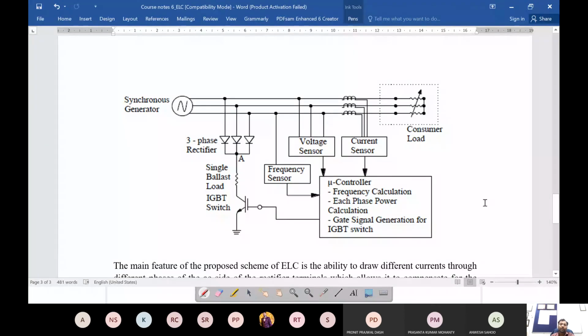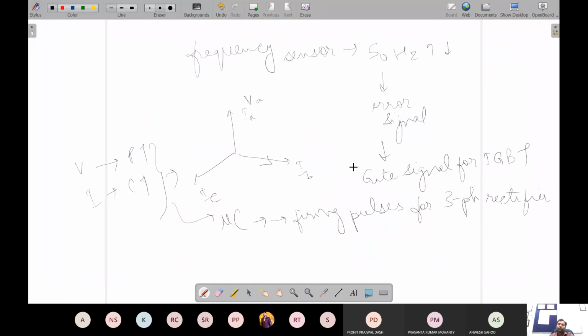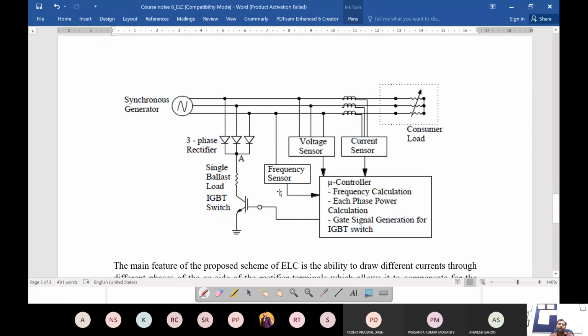So this three-phase rectifier here, because that is what will decide how much current will come from the main line to the dummy load. So together these two, if you combine them together, how much current will flow and for how much duration it should flow. So accordingly, that will determine how much power is to be drawn.